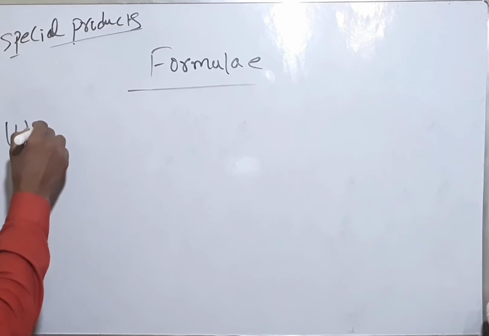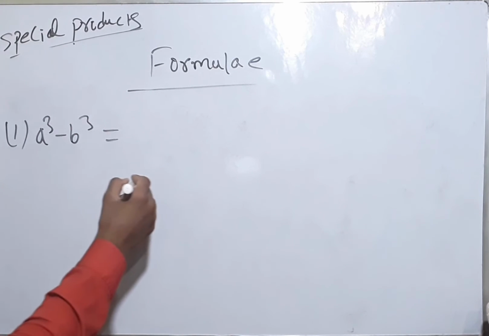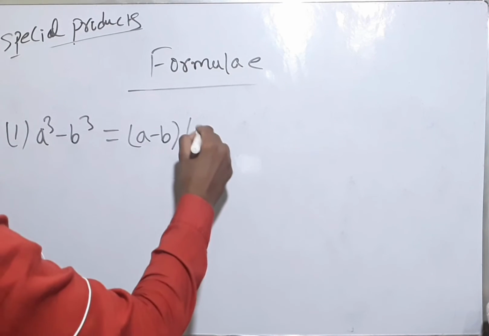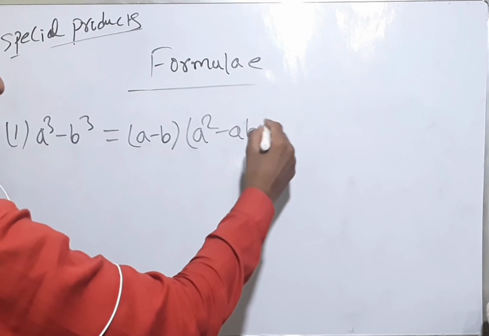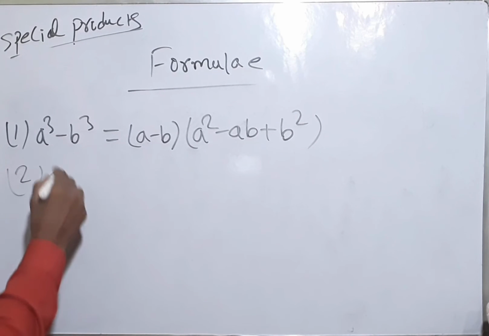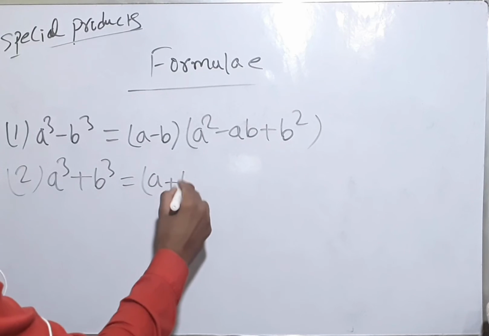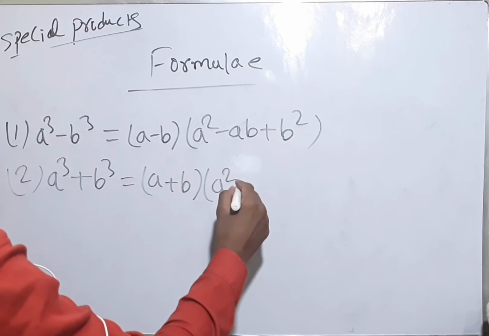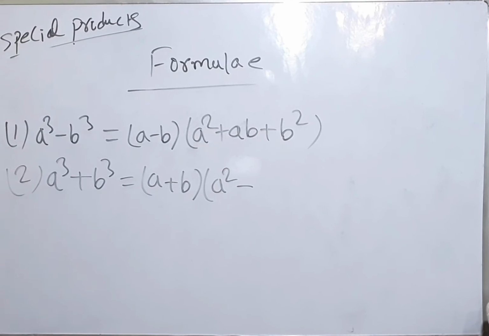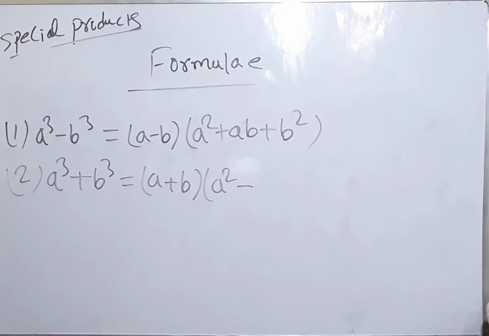First one is a cubed minus b cubed, which we talked about. This is equal to a minus b times a squared, plus ab plus b squared. Then a cubed plus b cubed is equal to a plus b times a squared minus ab plus b squared. Sometimes I also make mistakes, because there are a lot of confusing signs there.